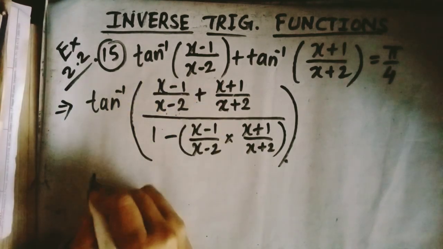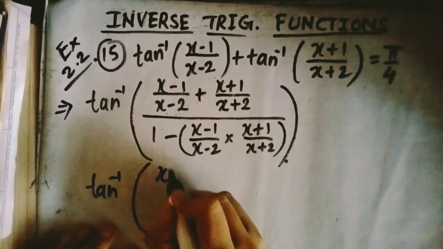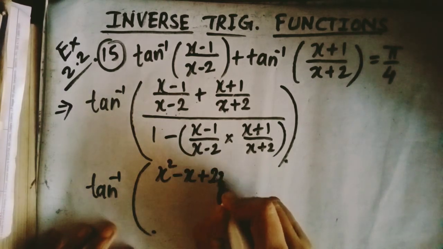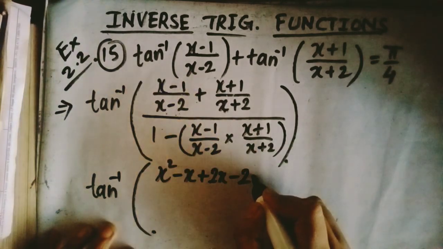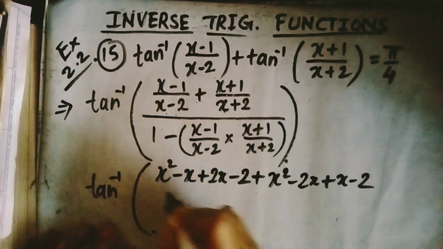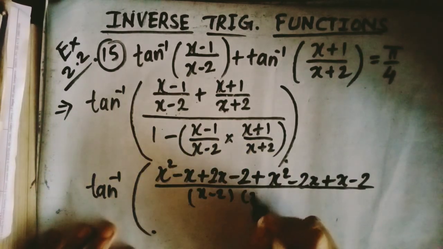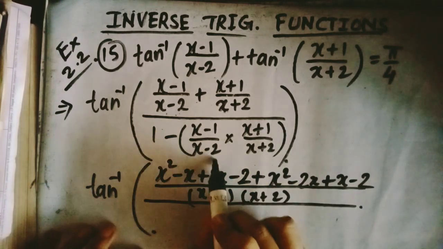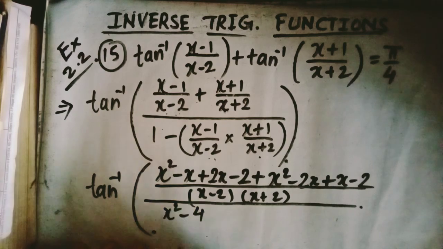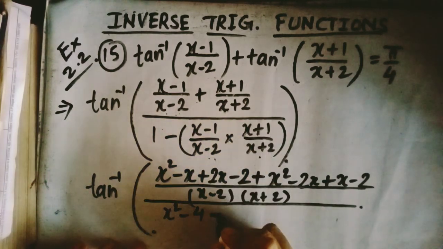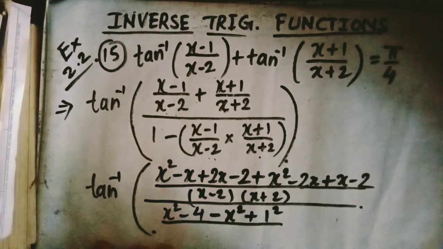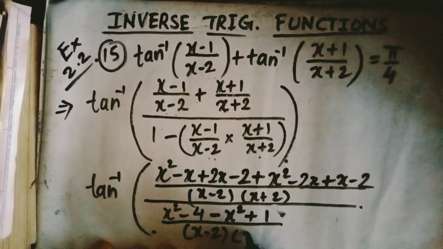Okay, so cross multiplying you will get tan inverse of x square minus x, then plus 2x minus 2, then here again x square minus 2x, x minus 2 upon (x minus 2)(x plus 2), whole upon, then cross multiplying here you will get (x minus 2) into (x plus 2), which is your x square minus 4, then x minus 1 plus x plus 1, you will get x square minus 1 square, so x square plus 1 square, okay, upon (x minus 2)(x plus 2).